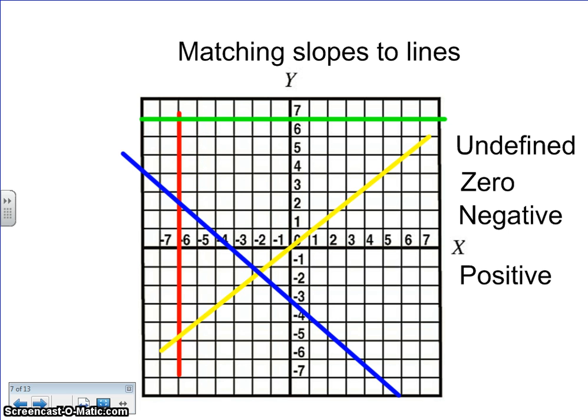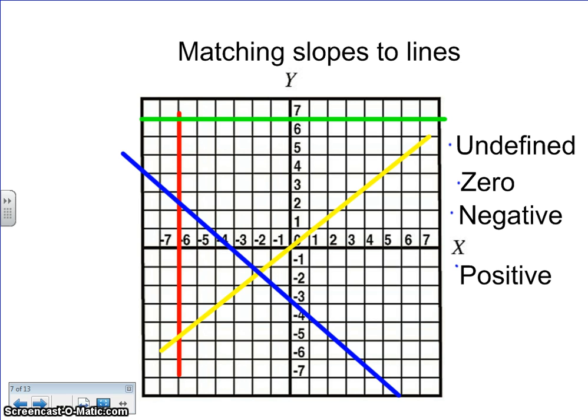Here we've got, oh, I told you there'd be a test later. Go ahead and hit pause just for a moment and see if you can match these 4 slopes over here with the 4 different colored lines. So go ahead and hit pause. Okay, we're back. Hopefully you matched them all up correctly.